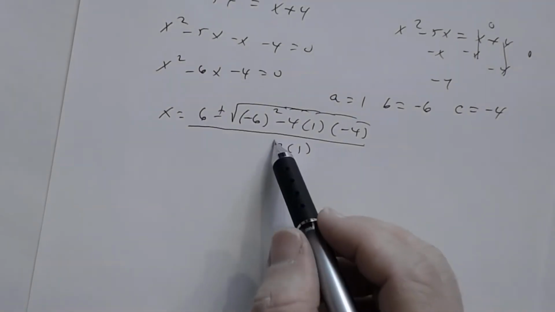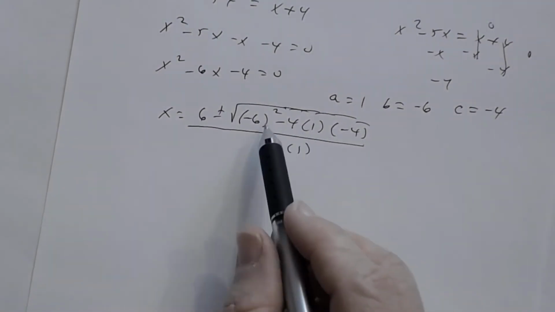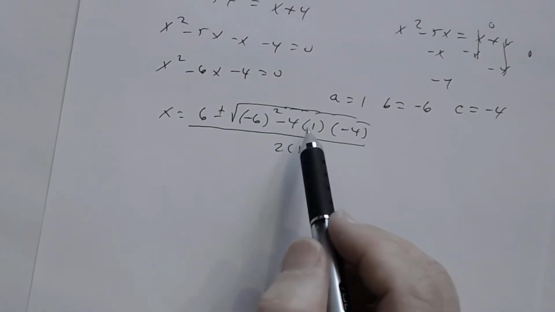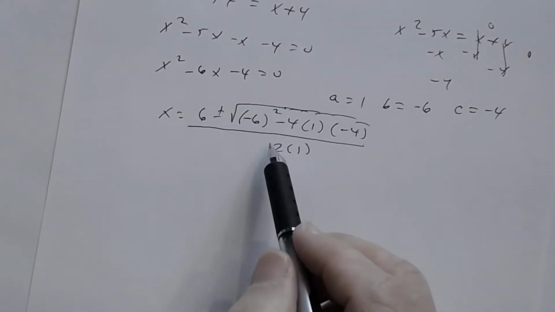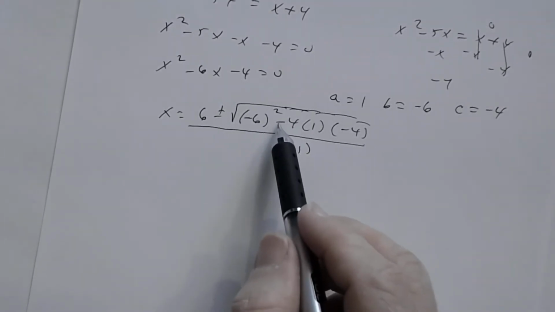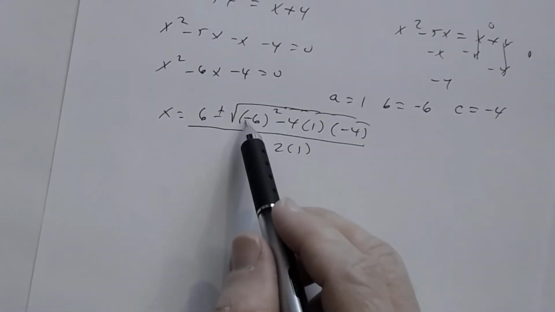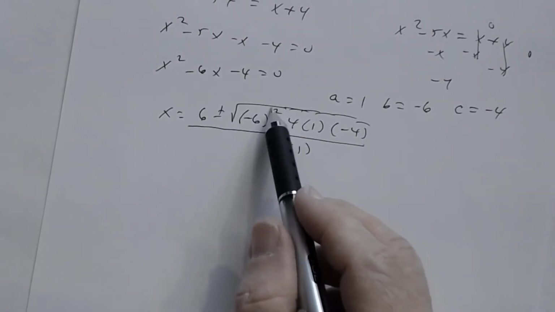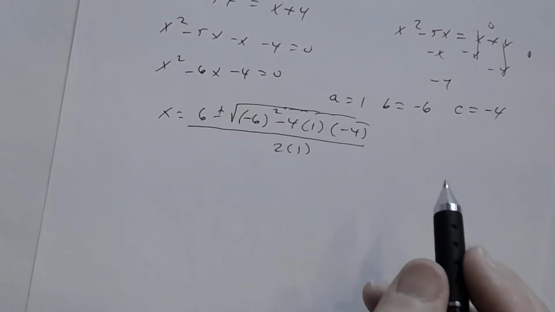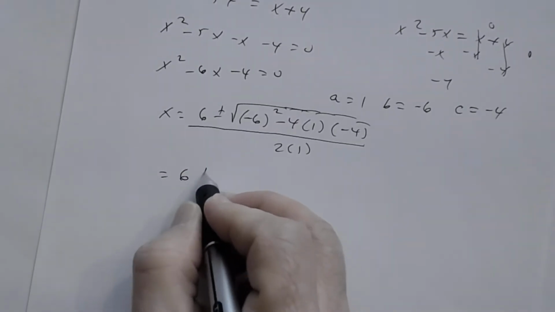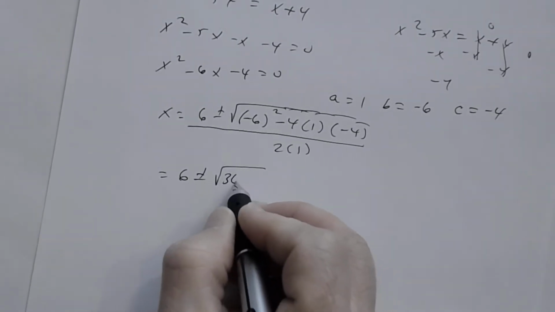Okay, now, when we simplified the radicand, remember the order of operations, so I'm squaring and I'm multiplying, I'm subtracting, right? Or adding, if you want to think of this as adding the opposite. But remember, in order of operations, you always do the exponent first. So negative 6 squared is a positive 36. So this becomes 6 plus or minus the square root of 36.